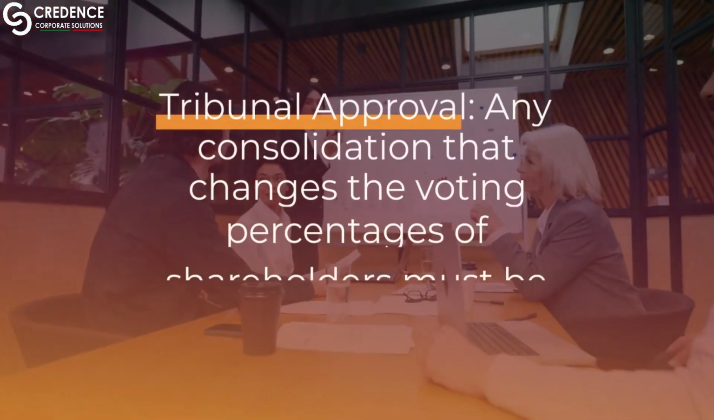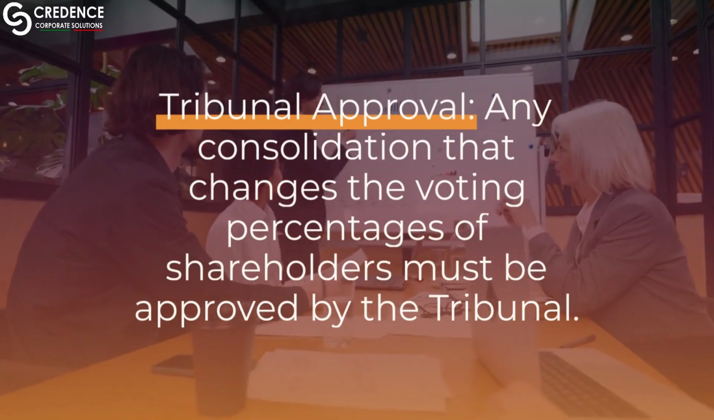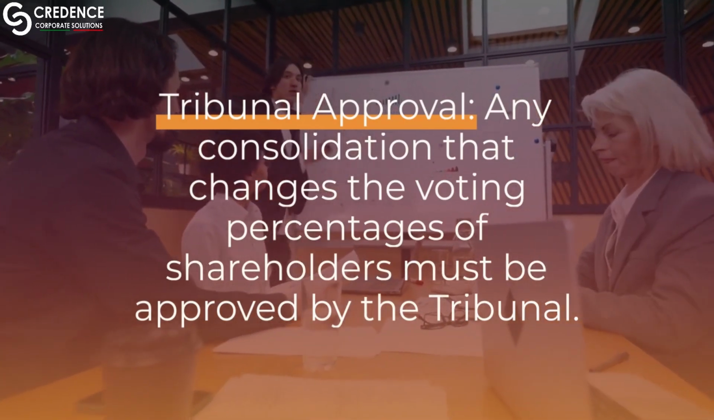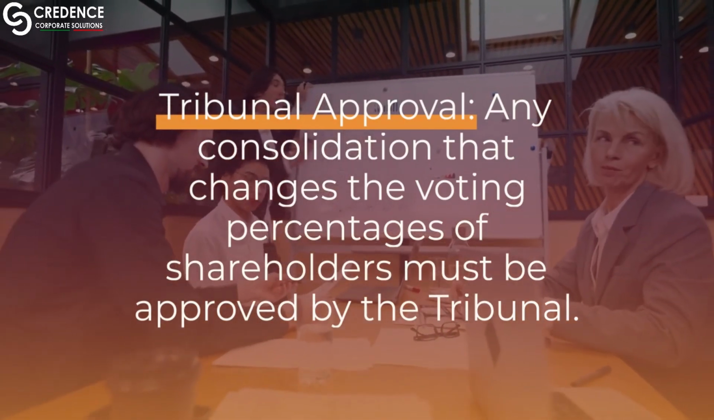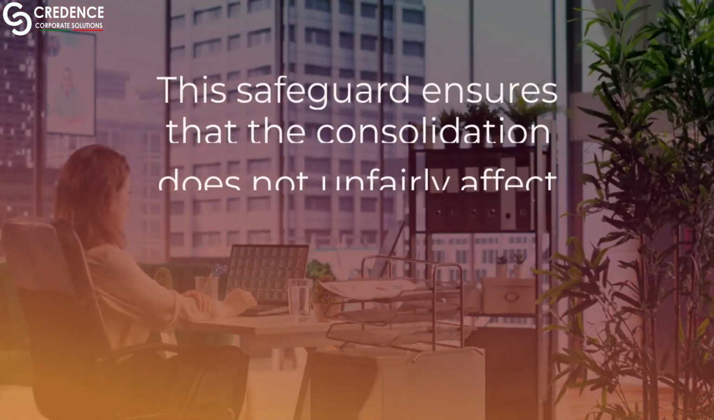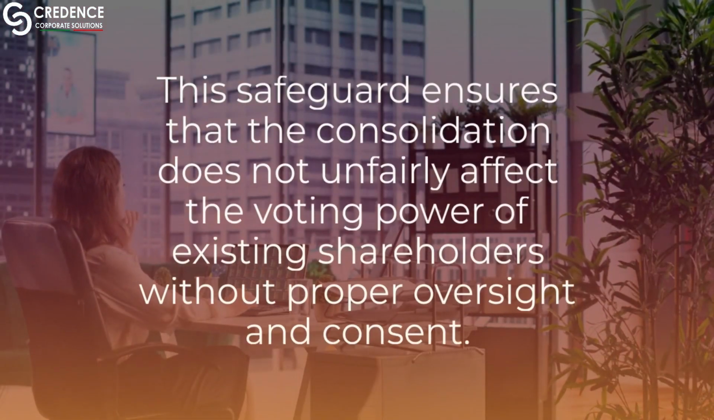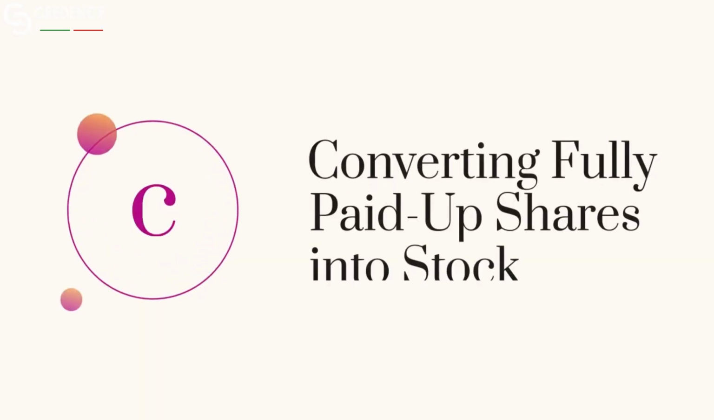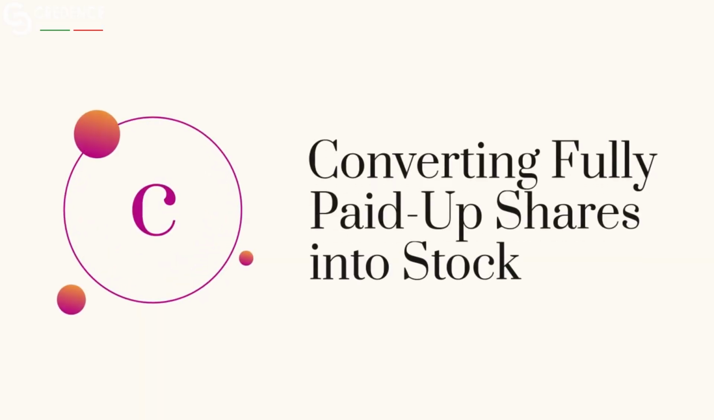Tribunal approval. Any consolidation that changes the voting percentages of shareholders must be approved by the tribunal. This safeguard ensures that the consolidation does not unfairly affect the voting power of existing shareholders without proper oversight and consent.